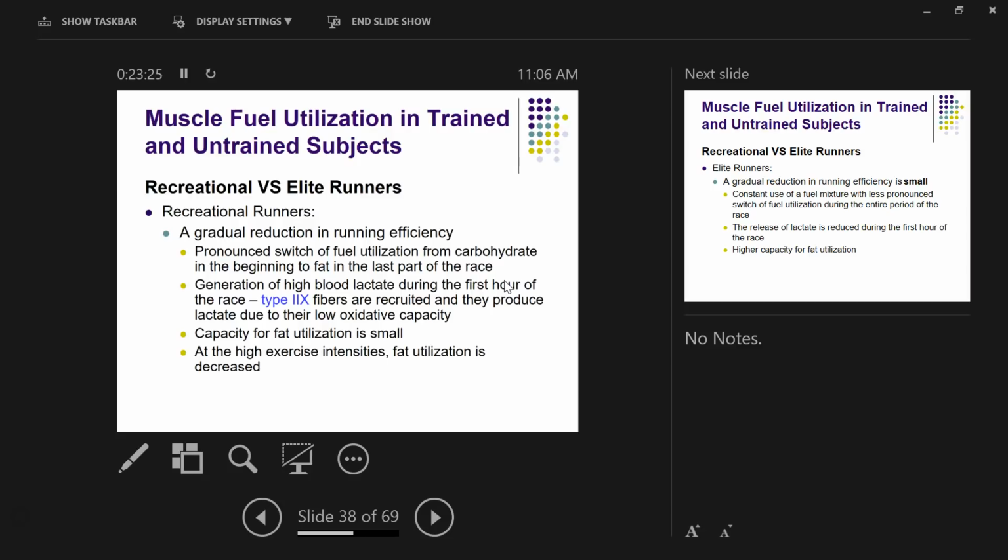And also at high intensity exercise, recreational runners have reduced fat oxidation, right? Reduced ability to utilize fatty acids. So again, recreational runners have a decreased capacity for fat utilization, right? They are not able to efficiently utilize fatty acids for energy, particularly during the later stage. And we know fat utilization is decreased in general. And also they have higher levels of type 2X fibers recruited, so they produce more lactate, right? So recreational runners get fatigued very easily.